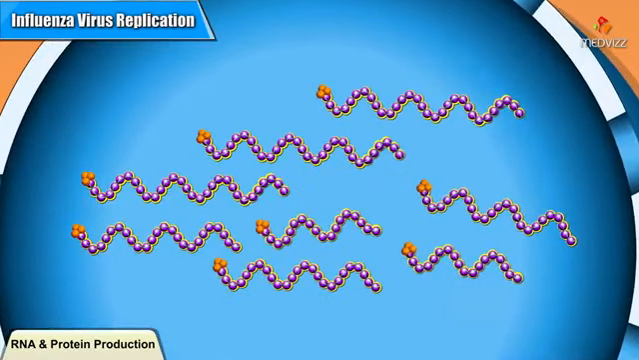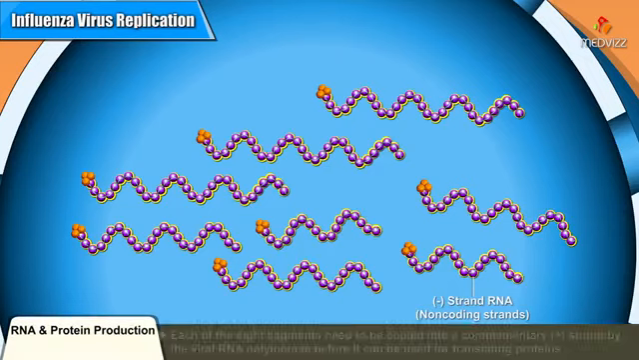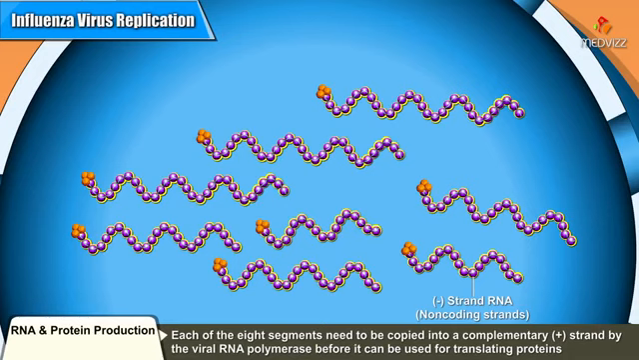The RNA segments are minus-strand RNAs, meaning that they're non-coding strands. Each of the 8 segments needs to be copied into a complementary plus strand by the viral RNA polymerase before it can be used for translating proteins.